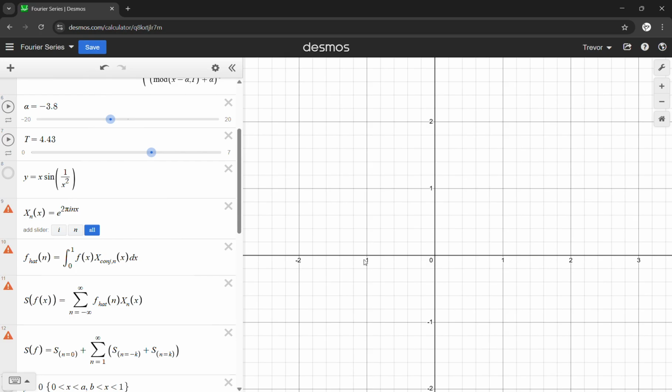N is a parameter, but it's moving at a certain speed. For higher values of n, it's going to move at faster speeds. For lower values of n, it's going to move at slower speeds.